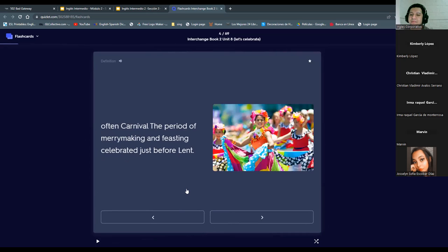Often Carnival, the period of merrymaking and feasting celebrated just before Lent. That is Carnival. And Lent is another way to say like Easter, right? Como Pascua, right? Before Lent. Como la Semana Santa, ¿verdad? Lent.